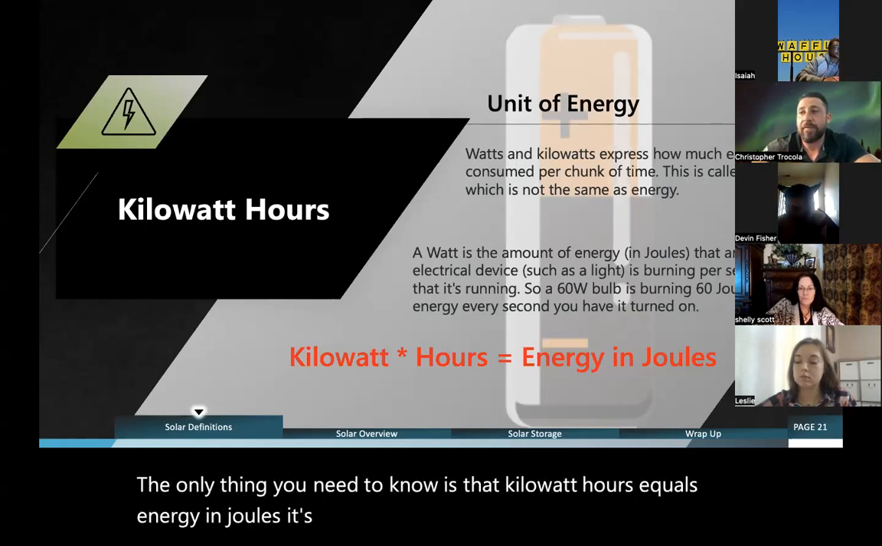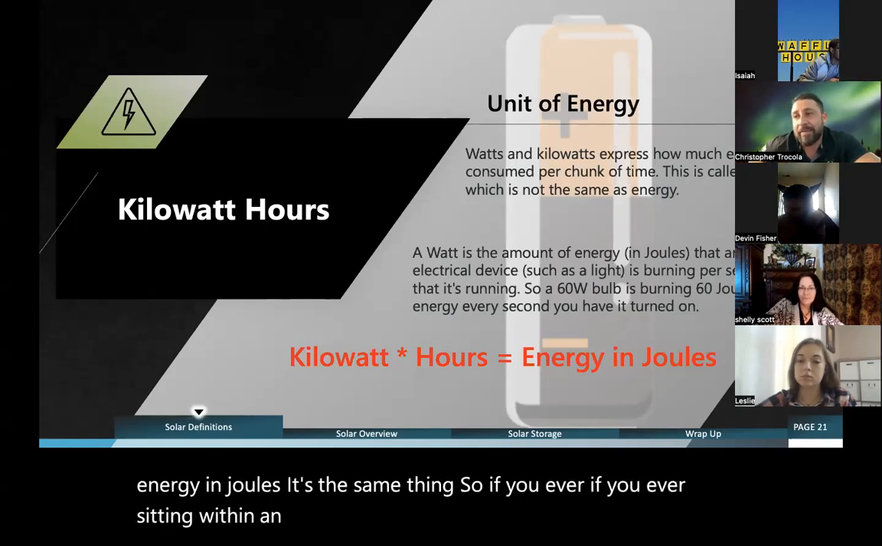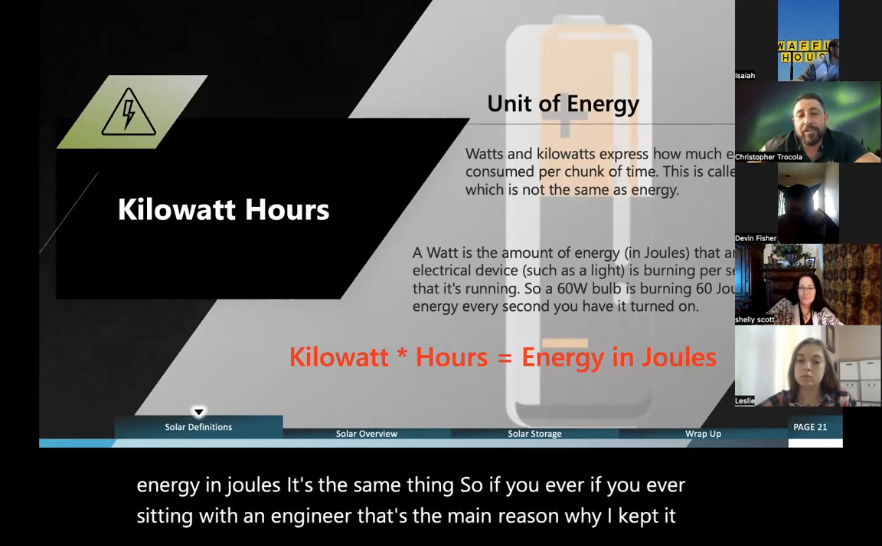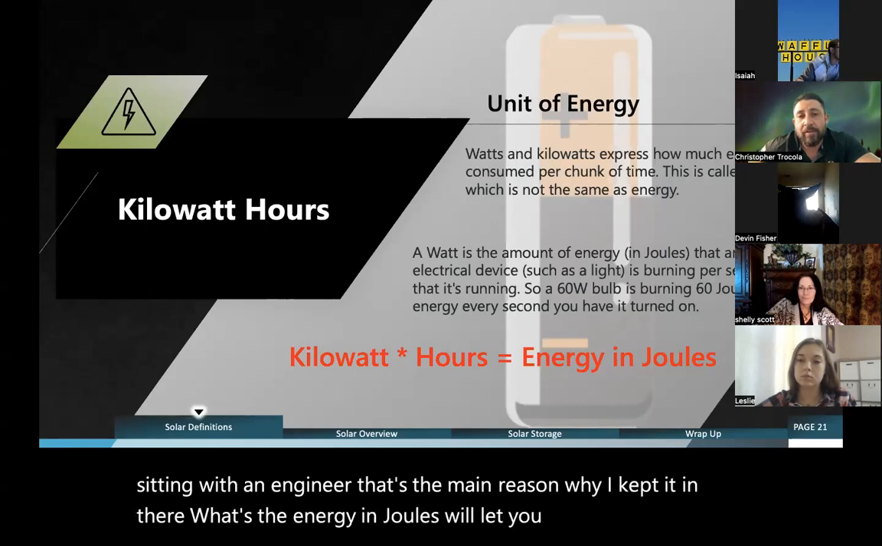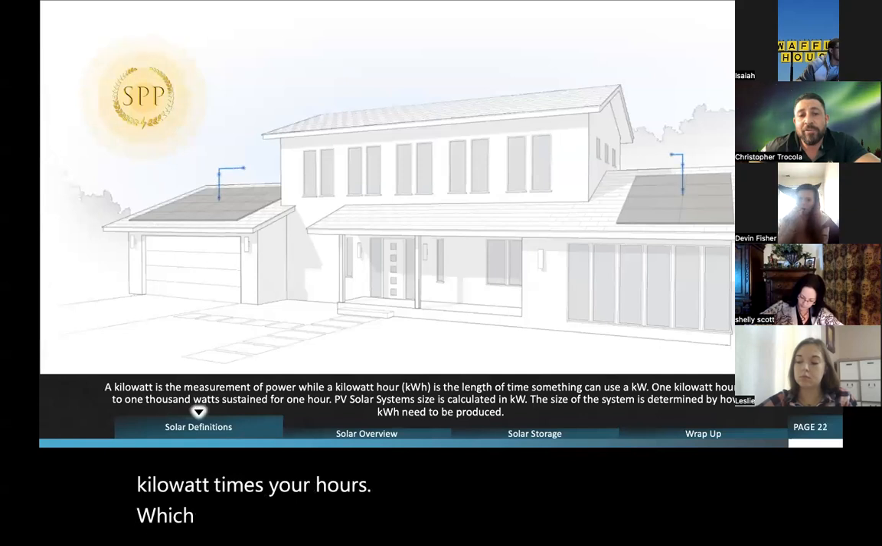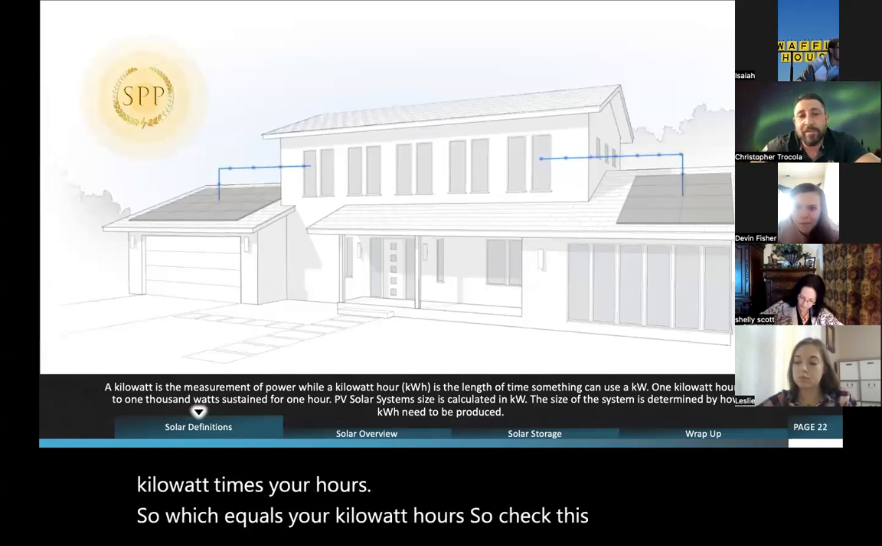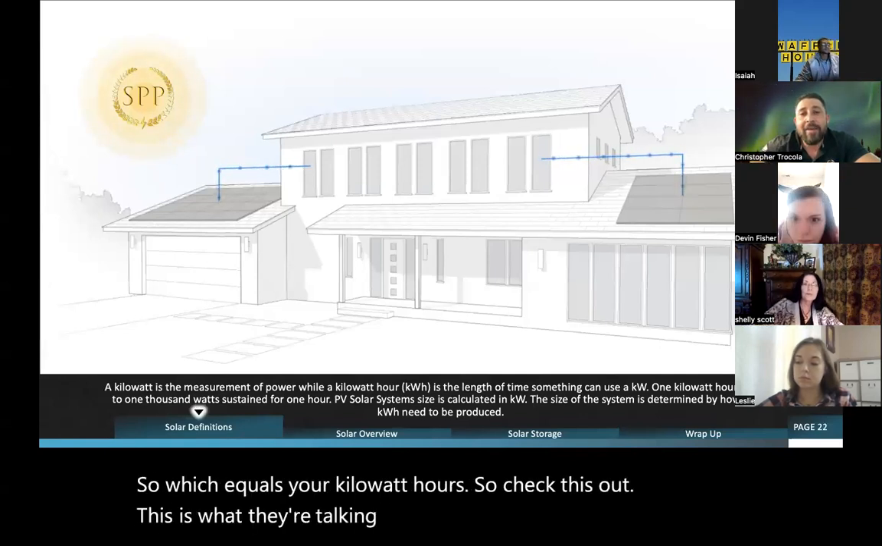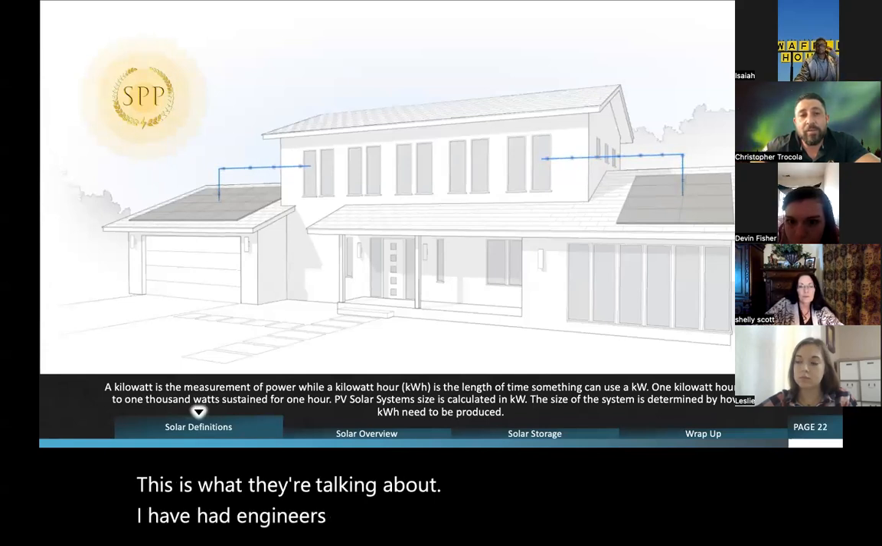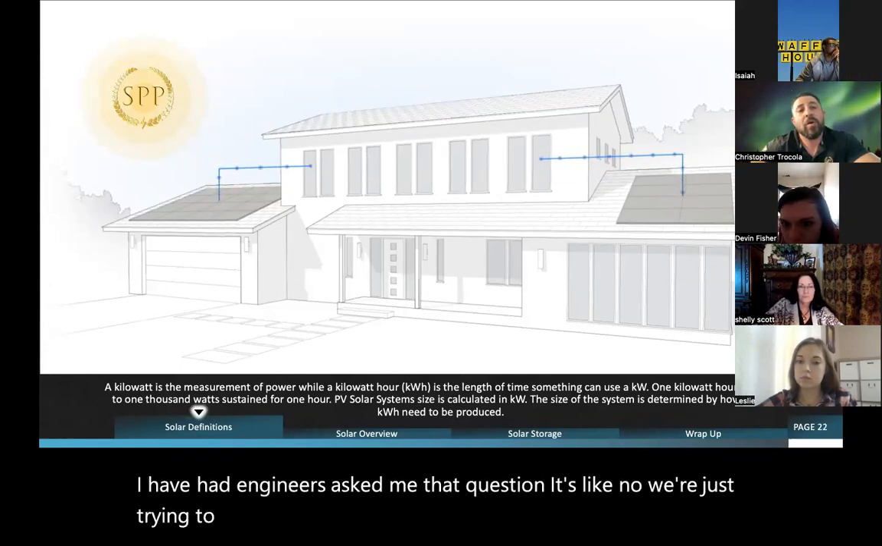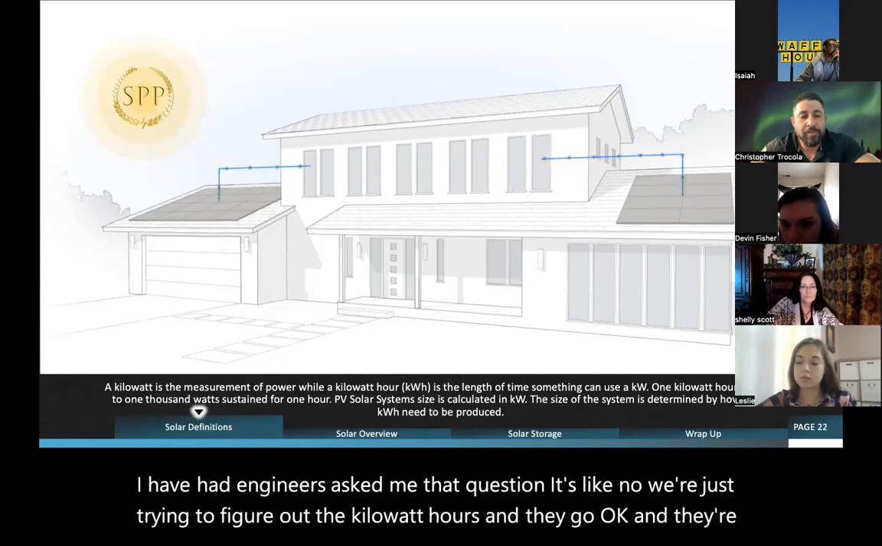It's the same thing. If you're ever sitting with an engineer, that's the main reason I kept it in. So, what's the energy in joules? Well, it's your kilowatt hours. It's your kilowatts times your hours, which equals your kilowatt hours. I have had engineers ask me that question. I say, no, we're just trying to figure out the kilowatt hours, and they go, oh, okay. They're just trying to test you.